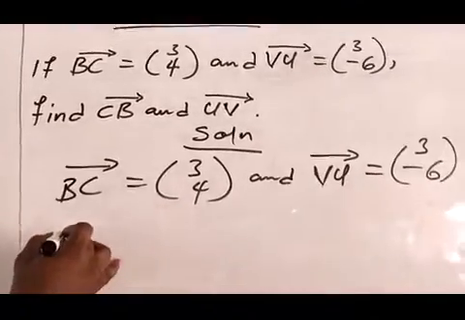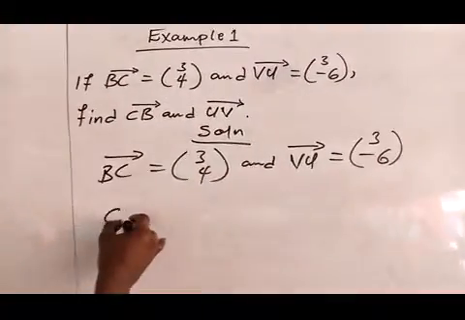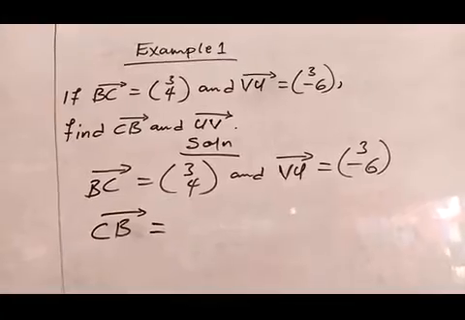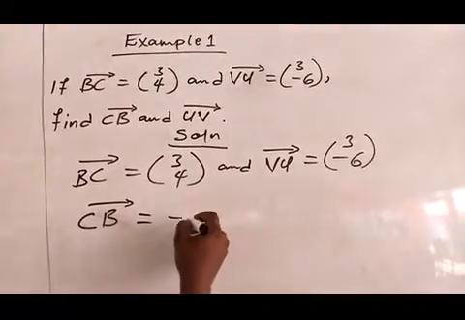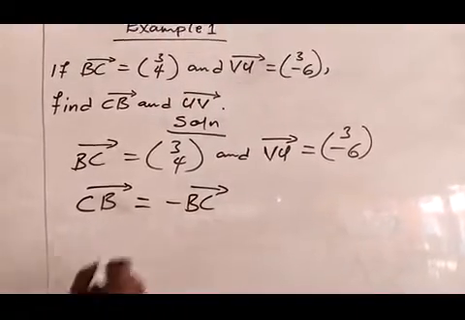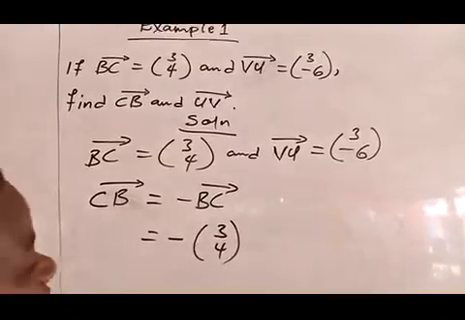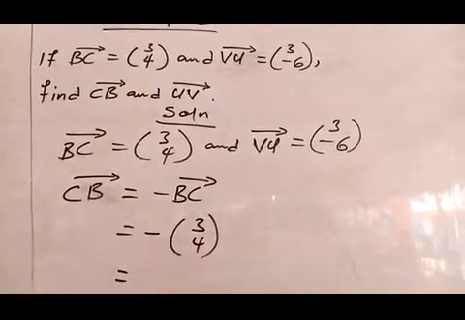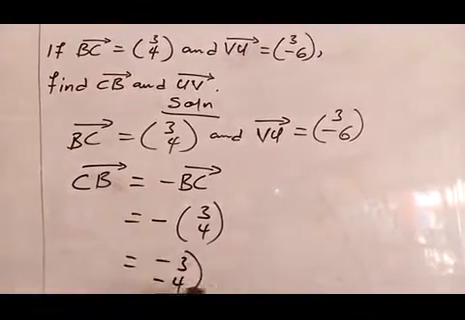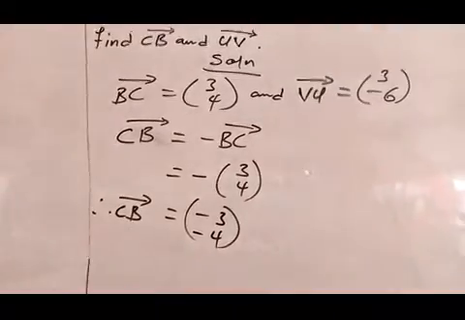So in this case, we say that CB, we know CB is the same as inverse or negative of what? BC. And if that is the case, then it means that minus 3, 4 will give us the answer for minus BC or minus vector BC. So negative times that is negative 3, negative times that is negative 4. Therefore, CB is equal to minus 3, minus 4.